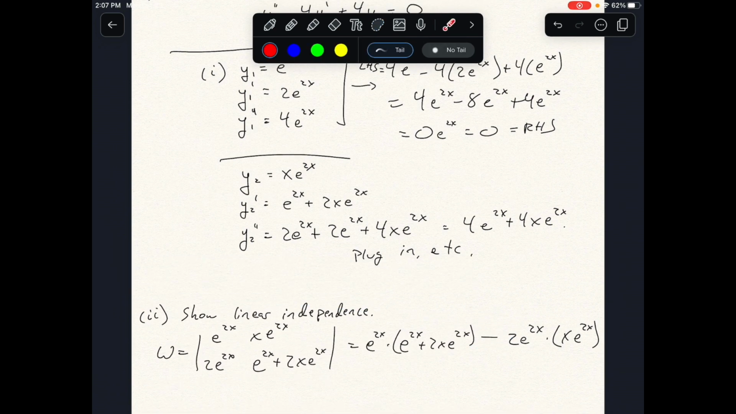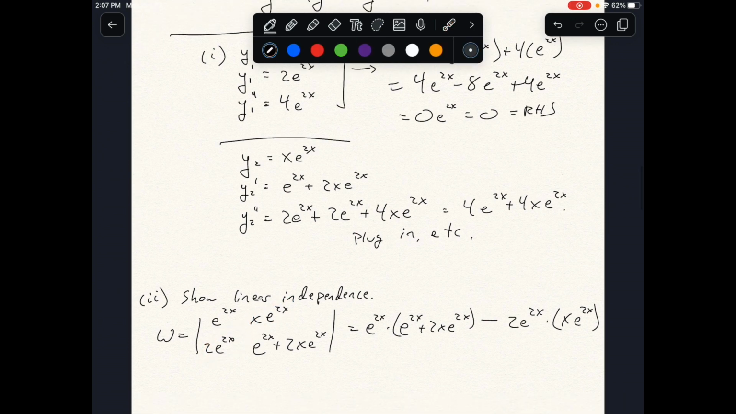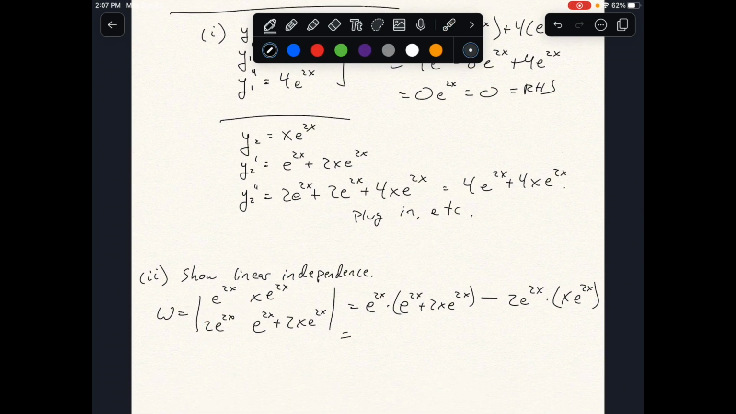Remember that the determinant of a matrix is going to be this times this minus this times this, right? AD minus BC. All right, now we need to simplify this and show it is non-zero. So we'll distribute this e to the 2x everywhere. So e to the 2x times e to the 2x is equal to e to the 4x, and then plus 2x e to the 4x. And then minus, this will be 2x e to the 4x.